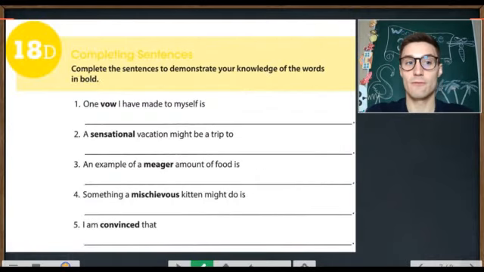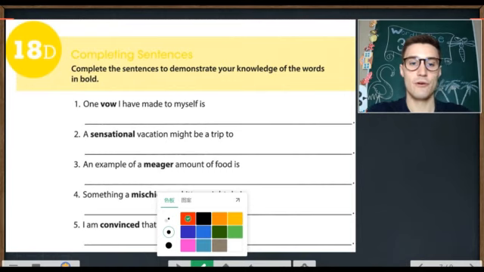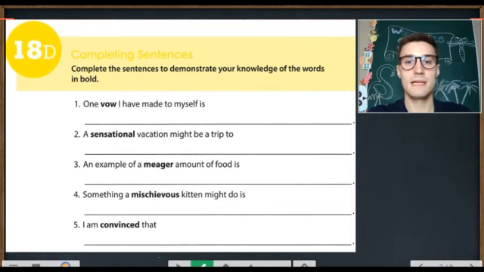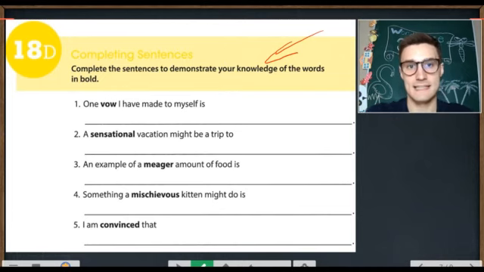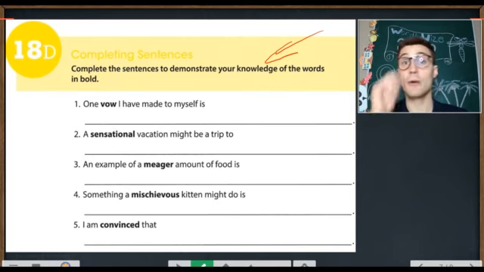And that's it for those activities. Now let's move on to activity 18D. First, let's begin by reading the instruction. Completing sentences. Complete the sentences to demonstrate your knowledge of the words in bold. Great, so we have to finish the sentences by writing an ending part.